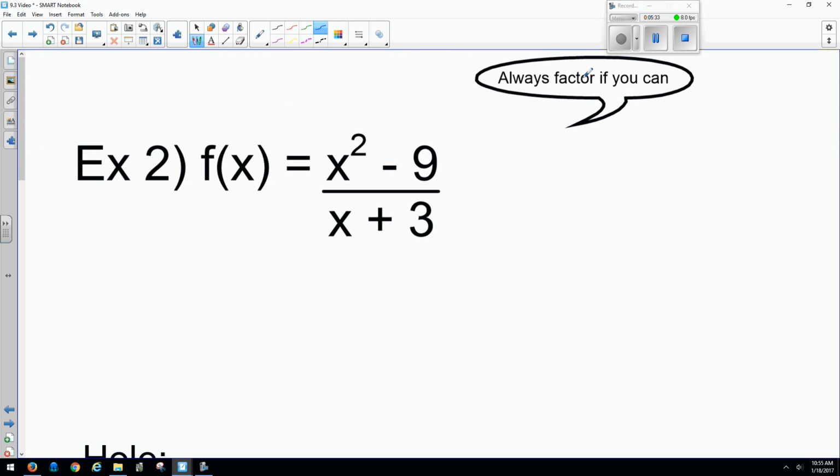So this is a common theme for this unit. Always factor if you can. So we've talked about that in everything we've done so far in this unit. Factor, factor, factor. And so that's what I'm going to start with. I'm going to factor in the numerator.